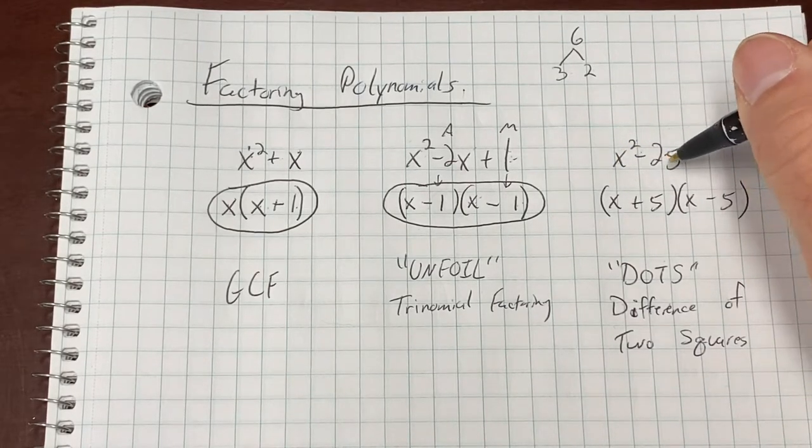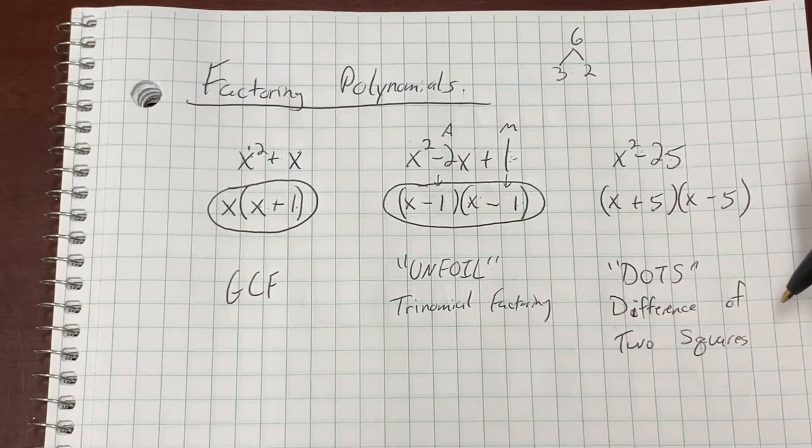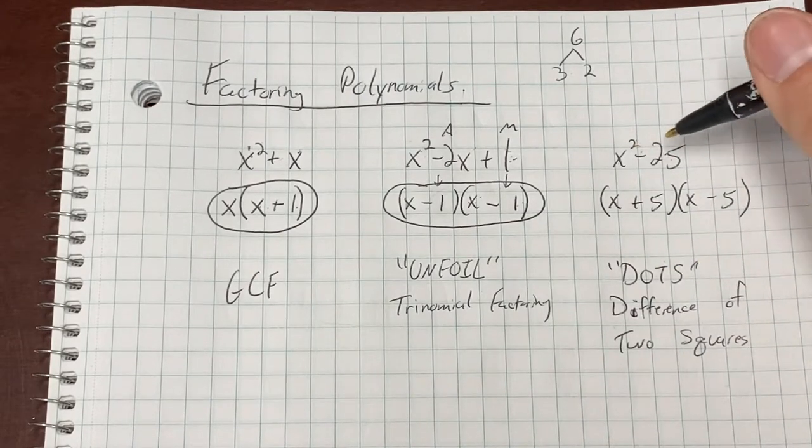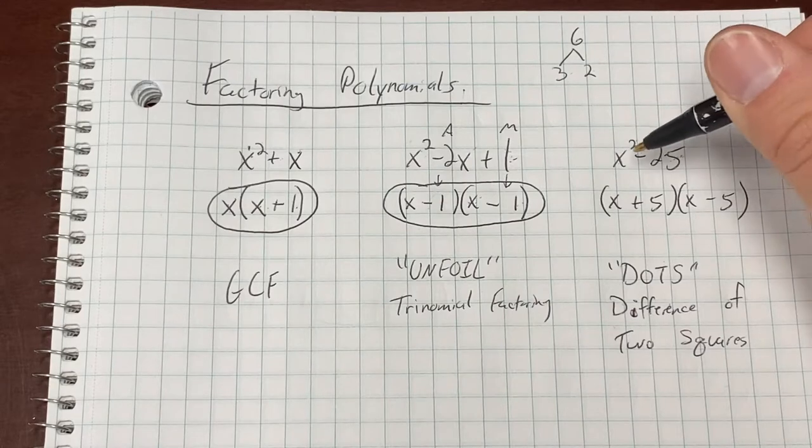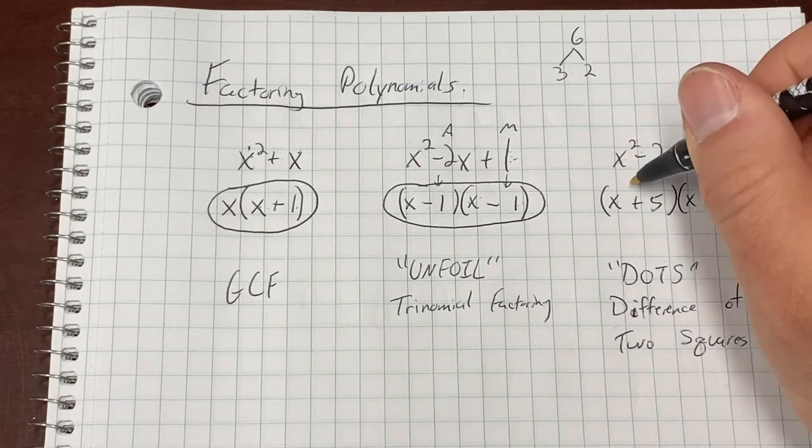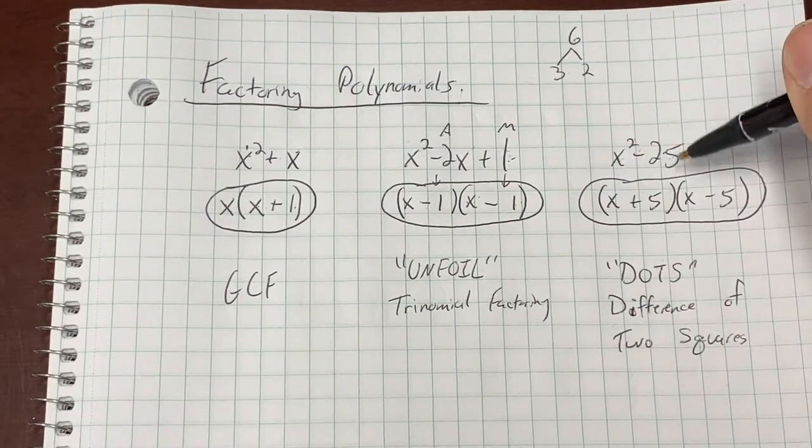If this was x squared minus 24, it's not dots. It's only dots if this number is a perfect square and if that number is a perfect square. If it was x squared minus 20, not dots.